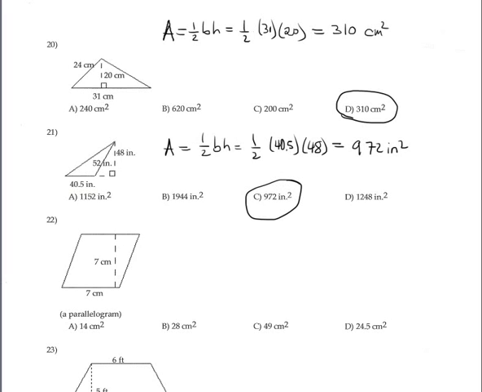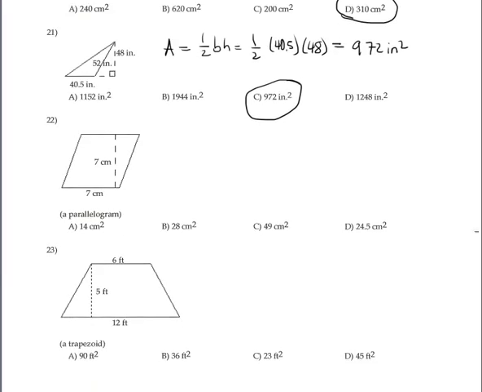Okay, 22 is a parallelogram, and the formula for the area is exactly the same as the formula for the rectangle. Length times, in this case, base times height, much better. This is the base and this is the height. So 7 times 7 is 49 square centimeters.